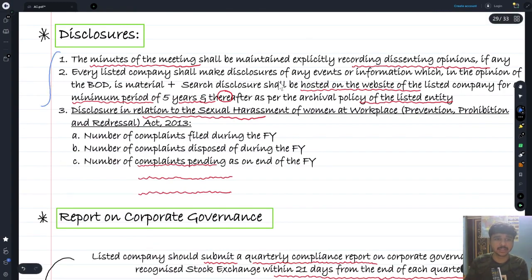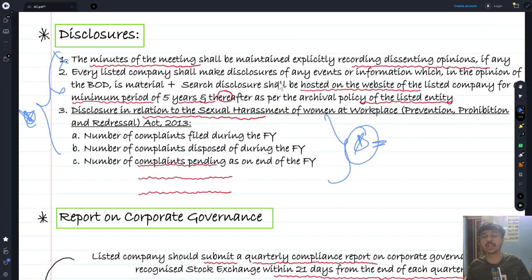Always remember, this is again a not so important part. Still I am telling you, more or less not even these two. This is a very important part. There is no question as of yet that came from this part. That is the Sexual Harassment of Women at Workplace (Prevention, Prohibition and Redressal) Act 2013. No question till date. High probability and easy answer.